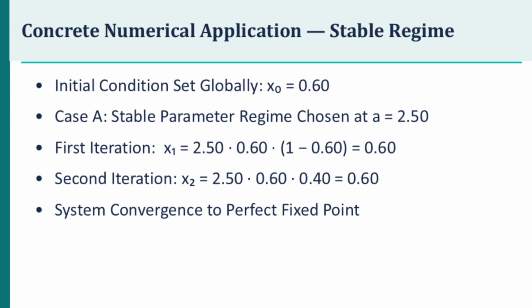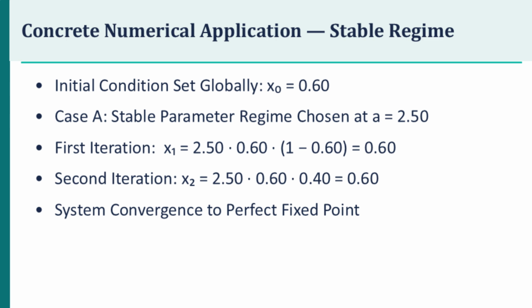To fully grasp this mathematical phenomenon, let us perform a concrete, step-by-step numerical calculation using two distinct values for the growth parameter a. For our initial condition, we will set the starting population ratio x sub 0 to exactly 0.60. For our first example, let the growth parameter a equal 2.50, which represents a stable regime. To find the next generation x sub 1, we substitute these values into our equation.